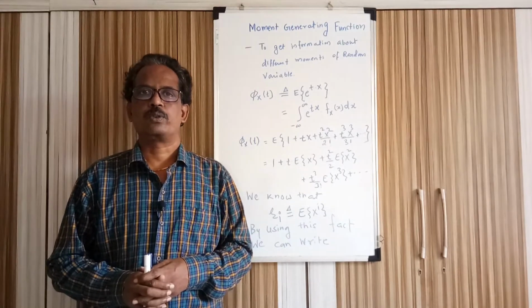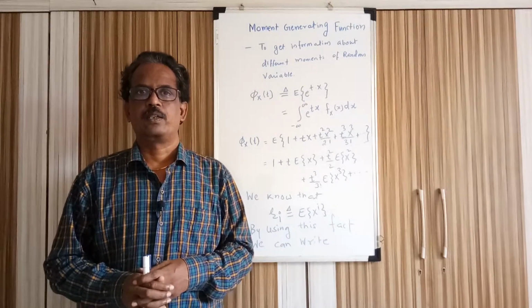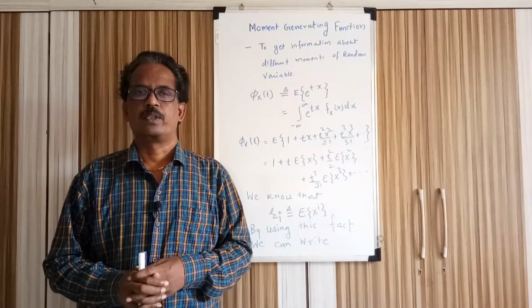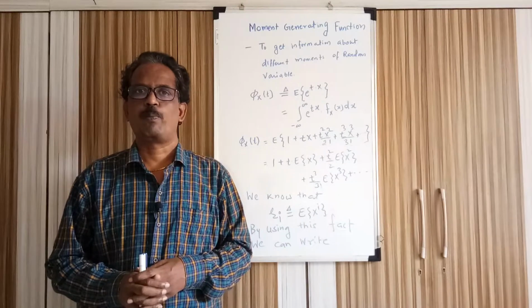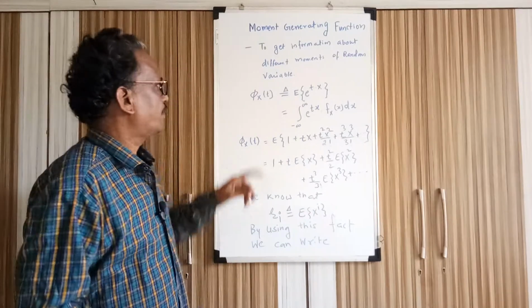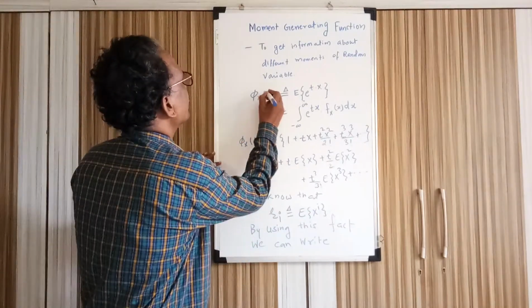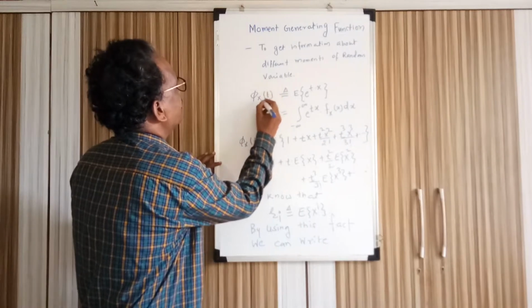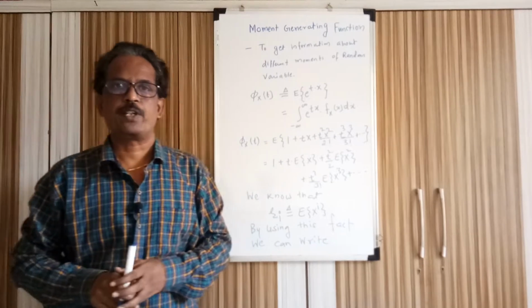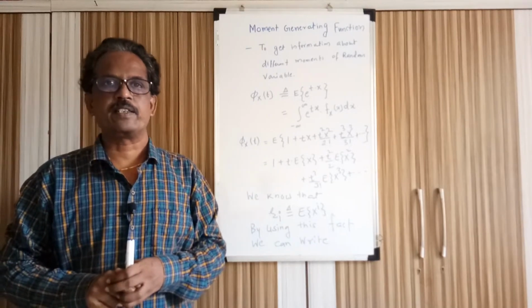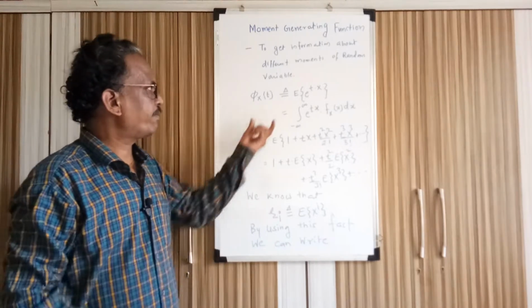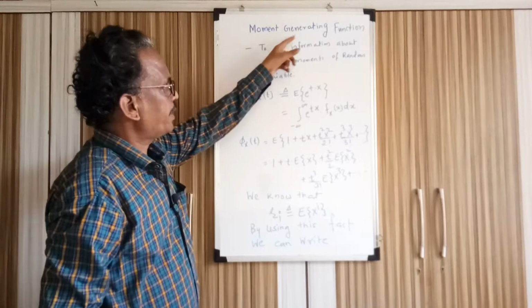So how to find those moments of a random variable? That is what I am explaining through this video. So let us define what is moment generating function. The moment generating function is defined as phi x of t. This t is deterministic, x is a random variable. Phi x of t is a notation for moment generating function.